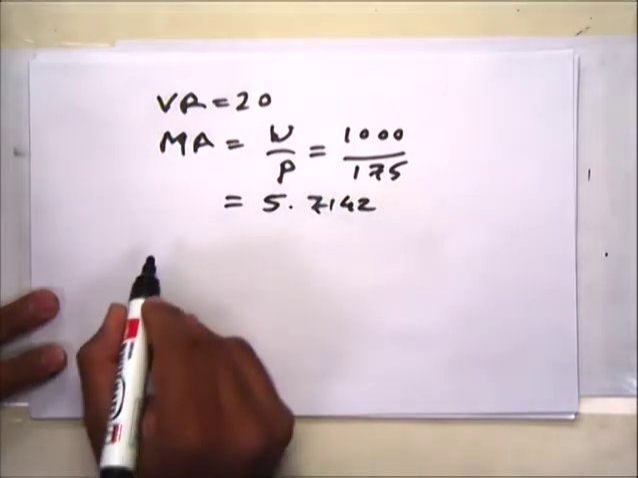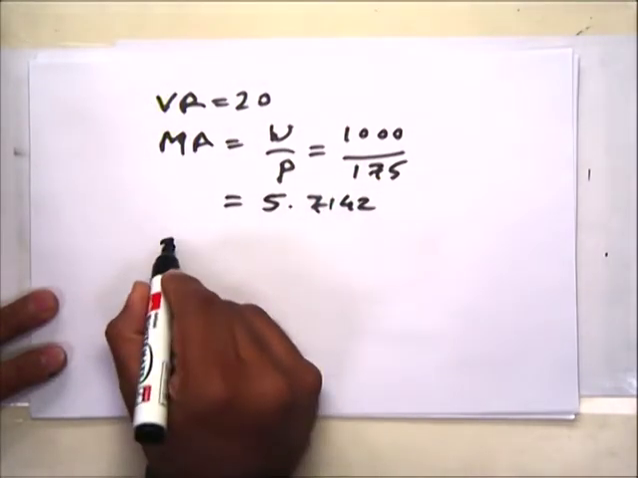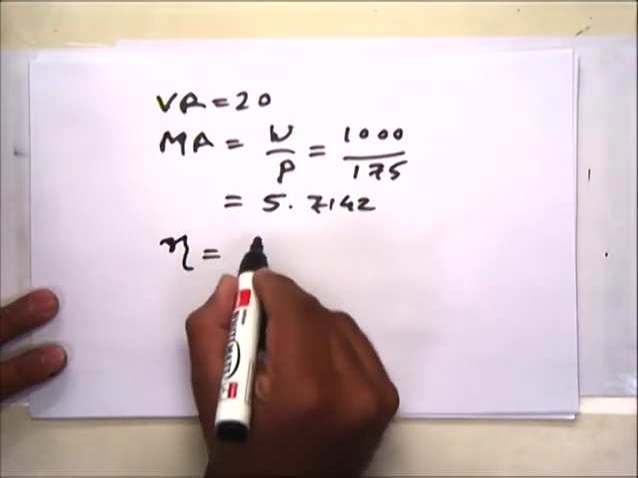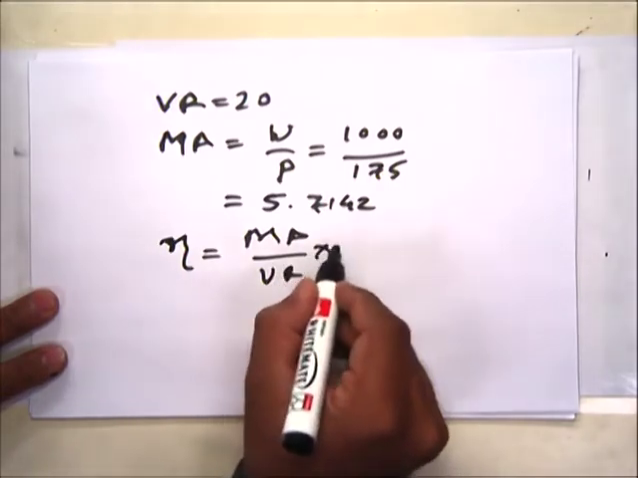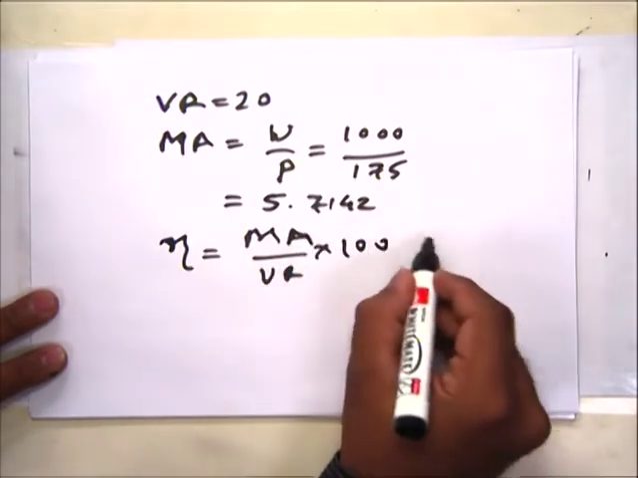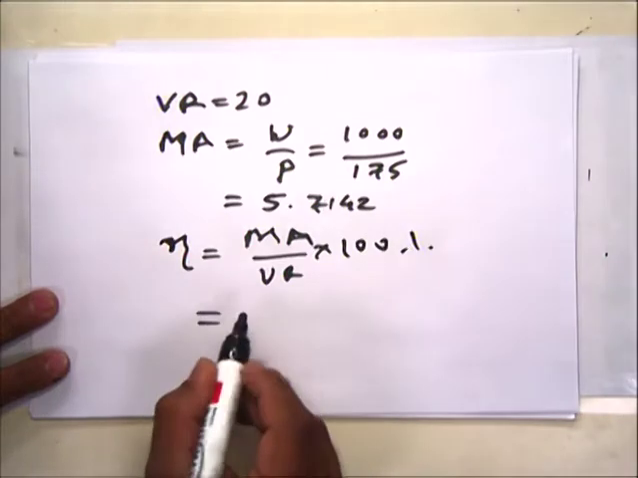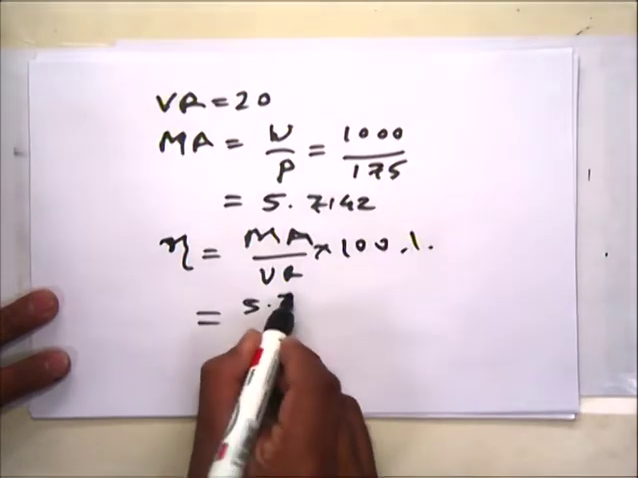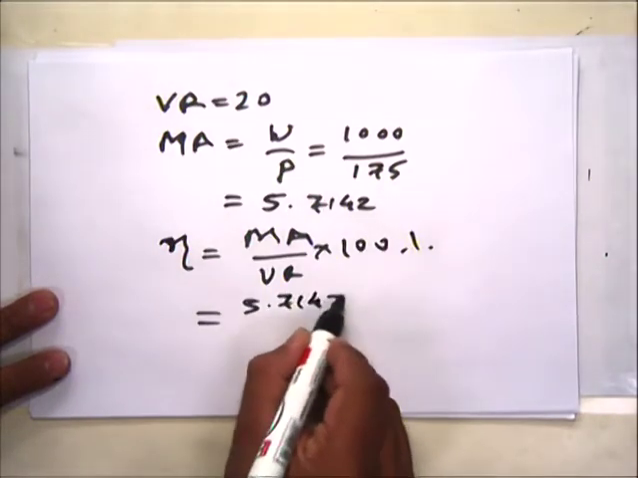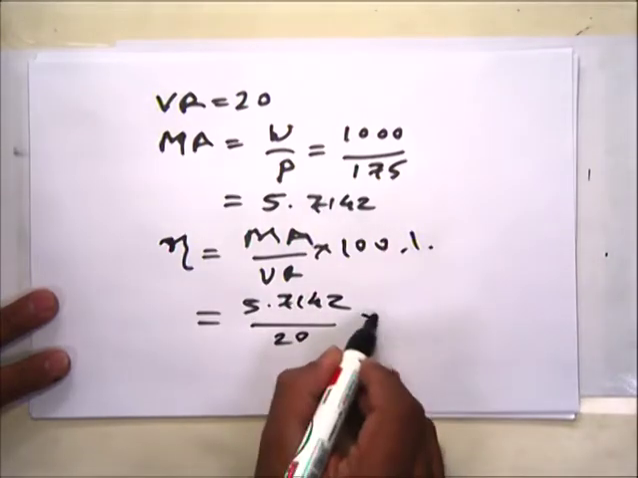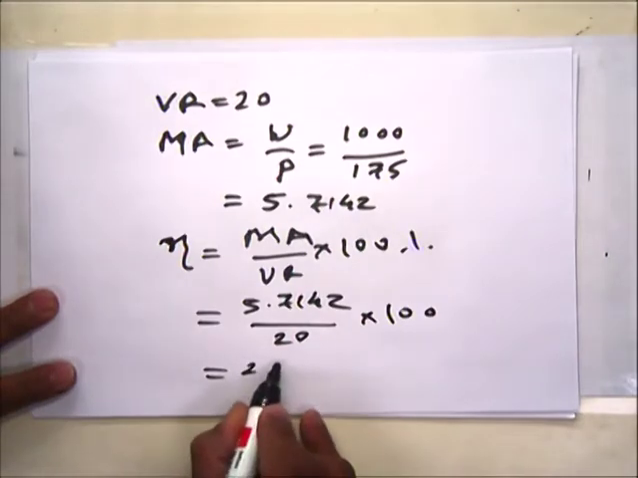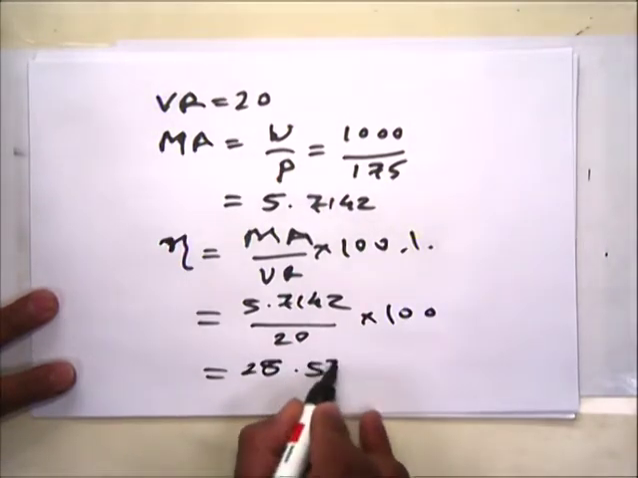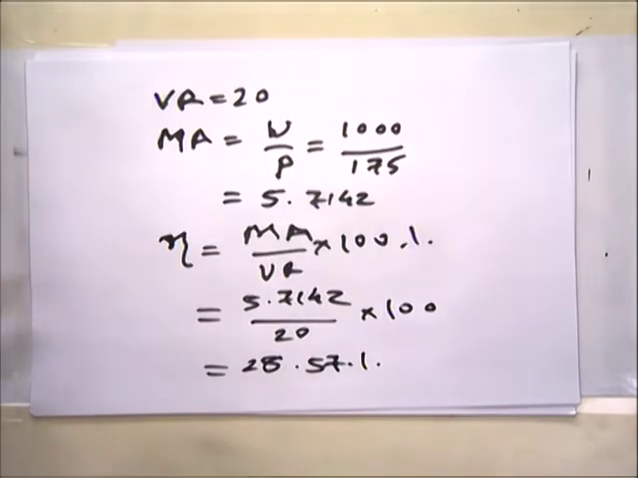5.7142. Now efficiency in a machine is the ratio of MA upon VR into 100, that is in percentage. Putting the value of MA, 5.7142 divided by 20 into 100, we can obtain the answer as 28.57 percent. So here we have solved one example using a graphical method.